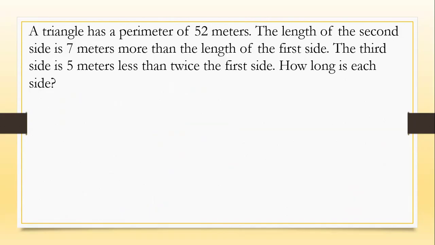A triangle has a perimeter of 52 meters. The length of the second side is 7 meters more than the length of the first side. The third side is 5 meters less than twice the first side. How long is each side? Looking at a triangle. Let's have a look.